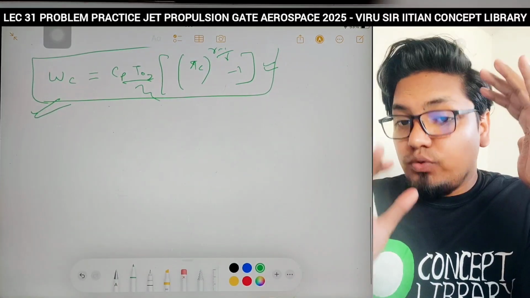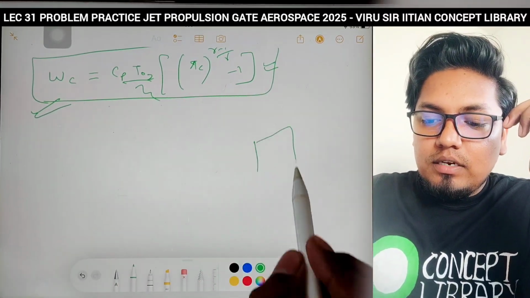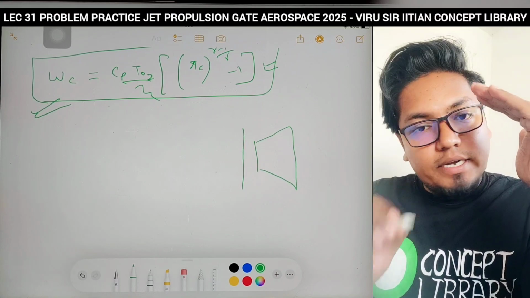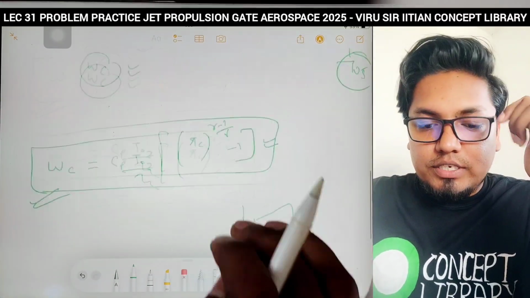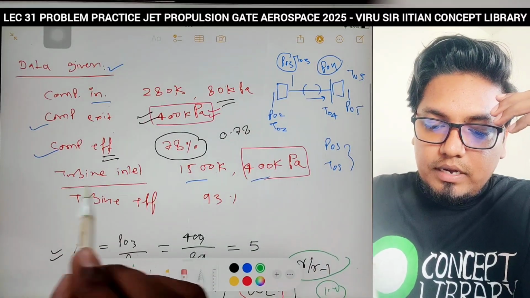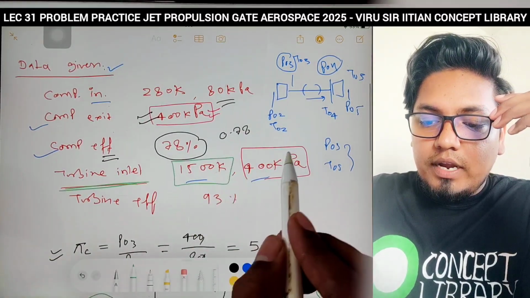Now how much data do you have? At the turbine inlet, data is given, it means P04 is given, T04 is given. You can check here: turbine inlet, T04 and P04.